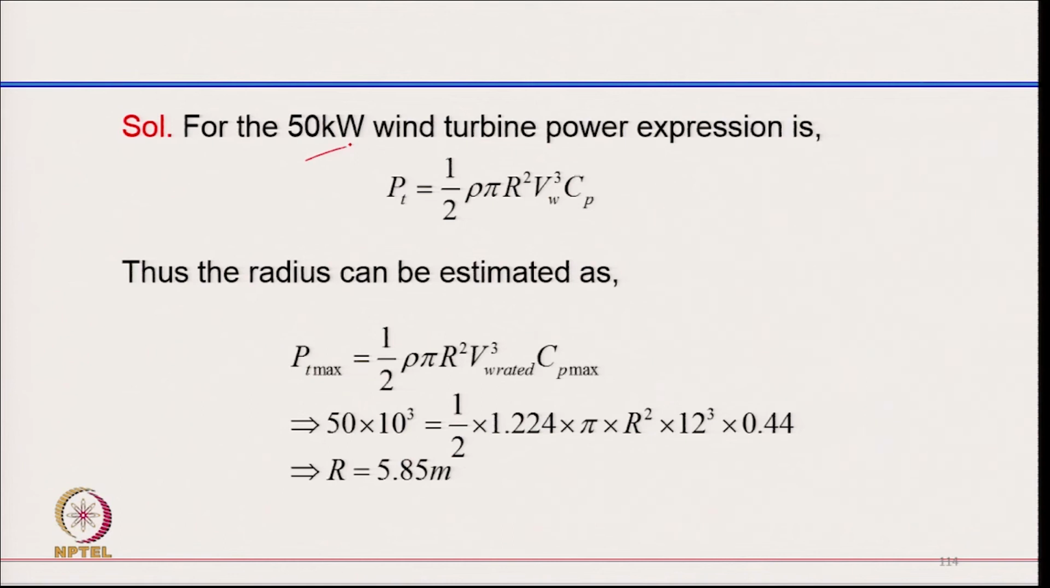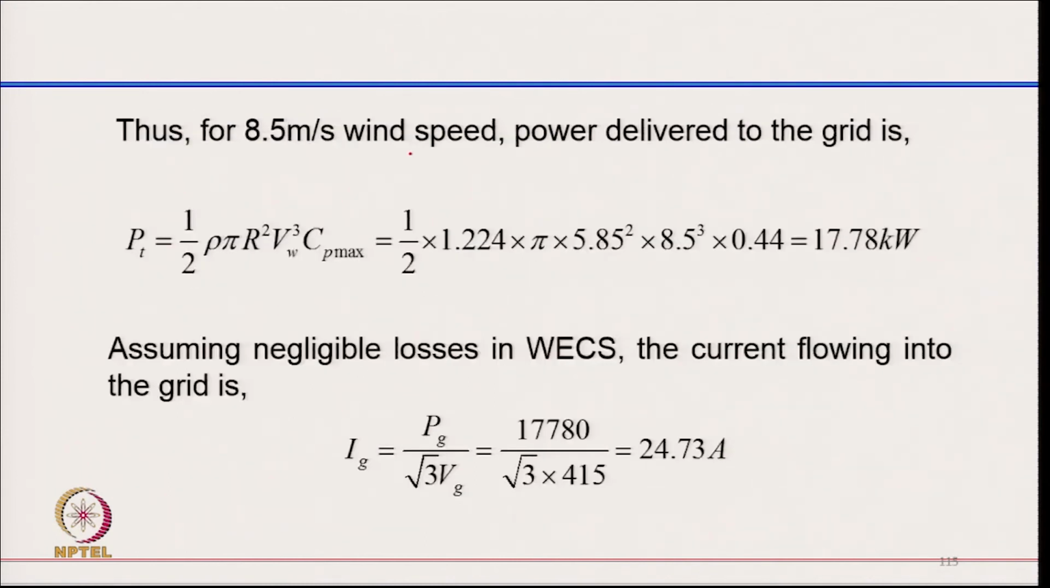And for a 50 kilowatt, this is the power relation in terms of wind velocity, radius of the wind turbine, and power coefficient, and from this we can find out the radius of the wind turbine. And from this same power relation for another speed, we are able to get the power for another speed, 17.78 kilowatt, and assuming negligible losses, we are able to get the grid current from power and voltage, that is the typical grid current of 24.73 ampere.